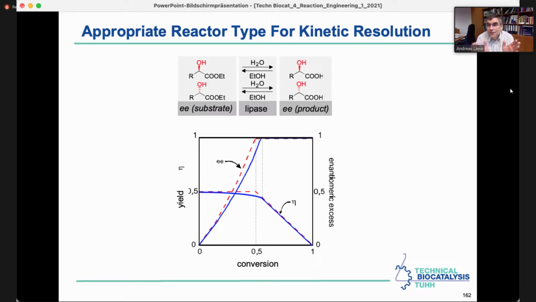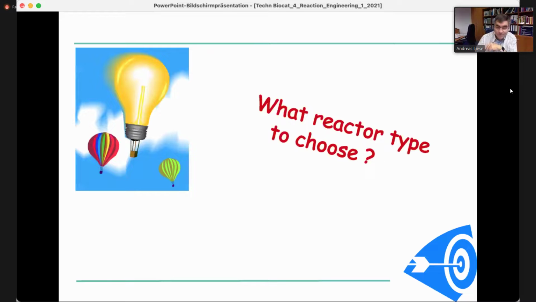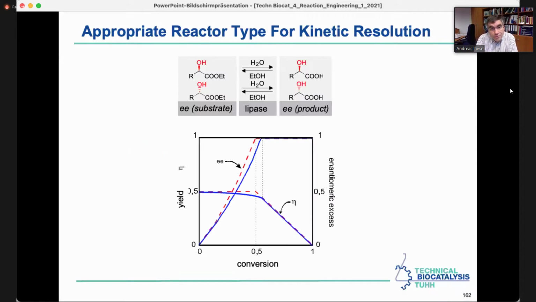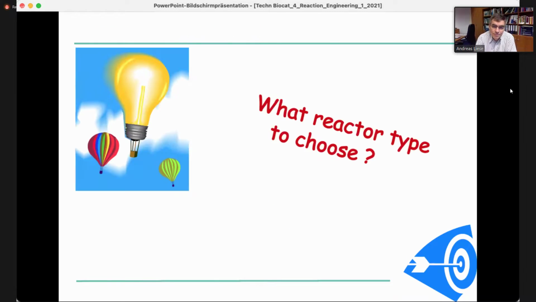Now, assuming you have understood all this until this point, my question to you is, if you need to run it continuously, what reactor would you choose? Or would you just do the batch? Or if it's not a batch and you run continuously, what would be the reactor you're choosing? Kinetic resolution, as we discussed before.